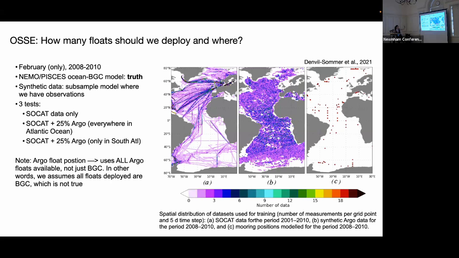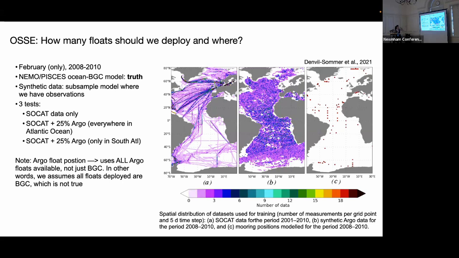First of all, as a simplified version, we are not trying to reconstruct the full seasonal cycle. We're just focusing on 1 month only, which is February, using data from 2008 to 2010 only. So we're subsampling the whole decadal range of observations that we have. So then how do we do it?